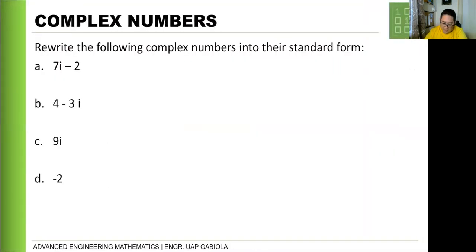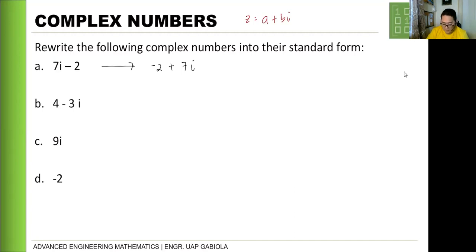Alright? So, let's try to rewrite yung following complex numbers na to be able to be familiar dun sa ating real and imaginary part. So we have 7i minus 2. Again, our standard form is z is equals to a plus bi. Okay, so first term dapat natin is yung walang kasamang imaginary number, yung real part natin. So this will be equals to negative 2 plus 7i. Okay? So basically, rearranging lang yung terms basta yung ating sign will be consistent or will follow yung format natin.